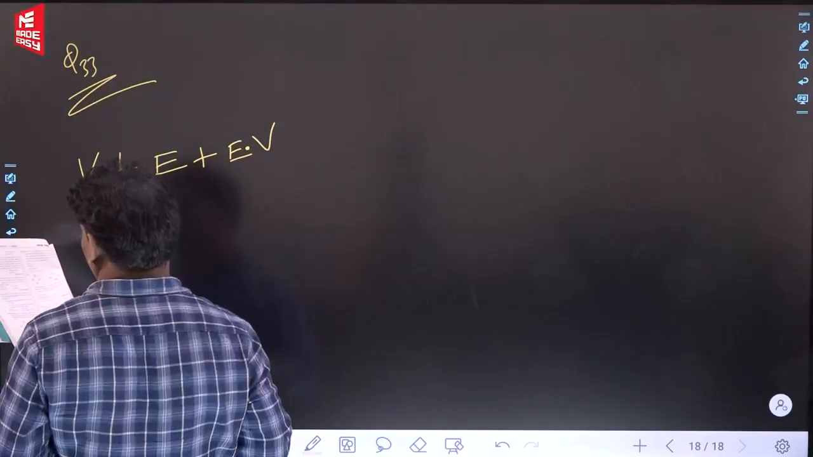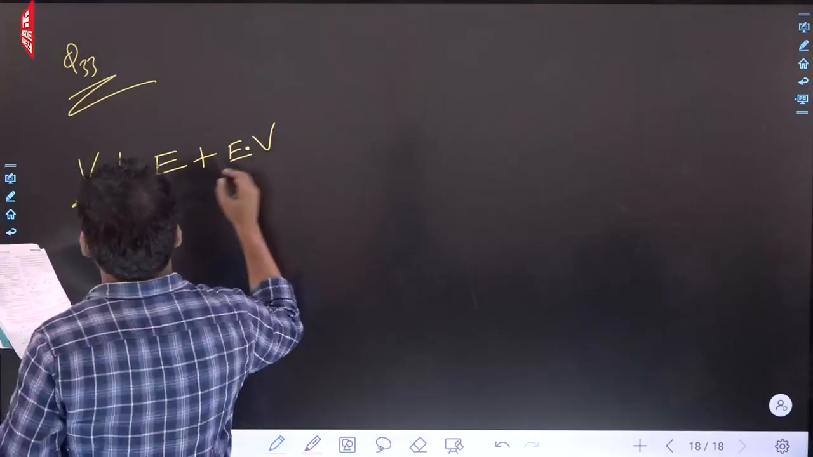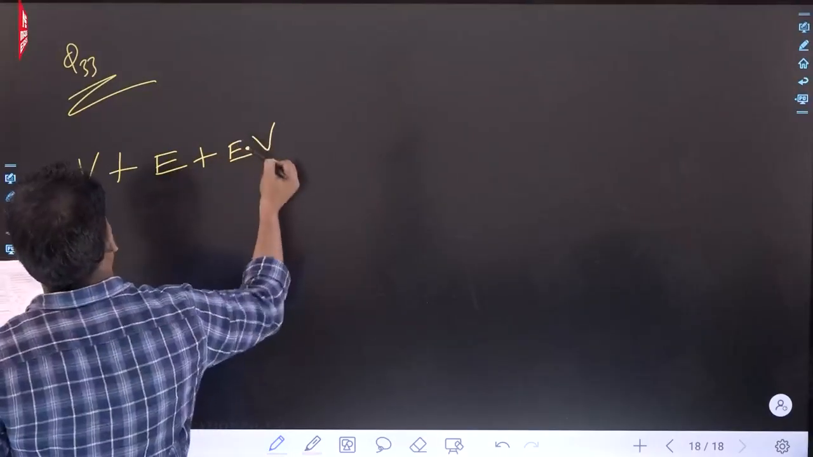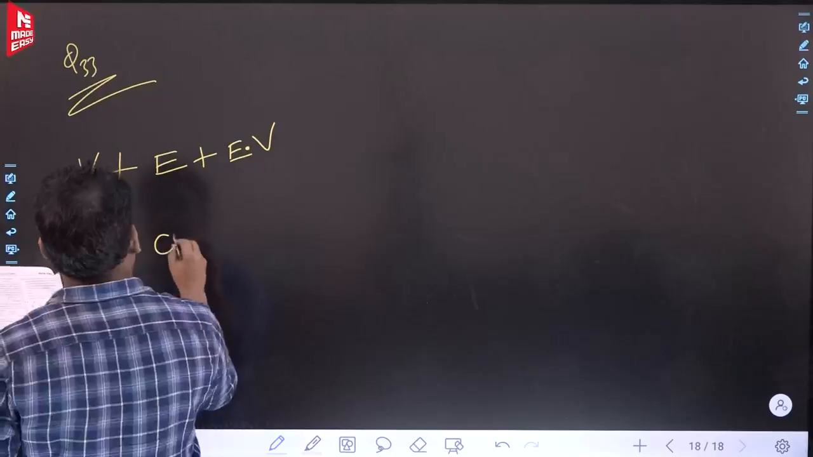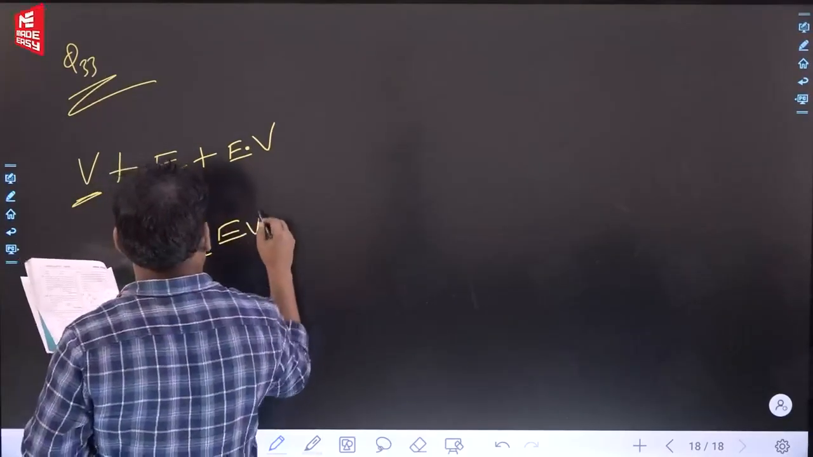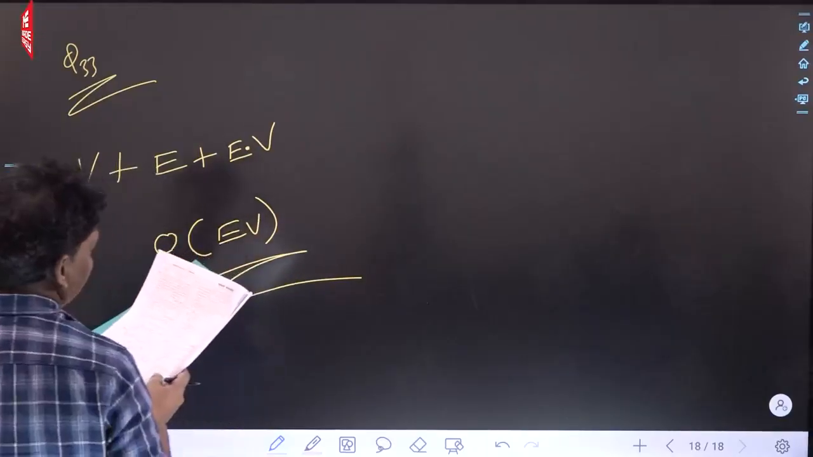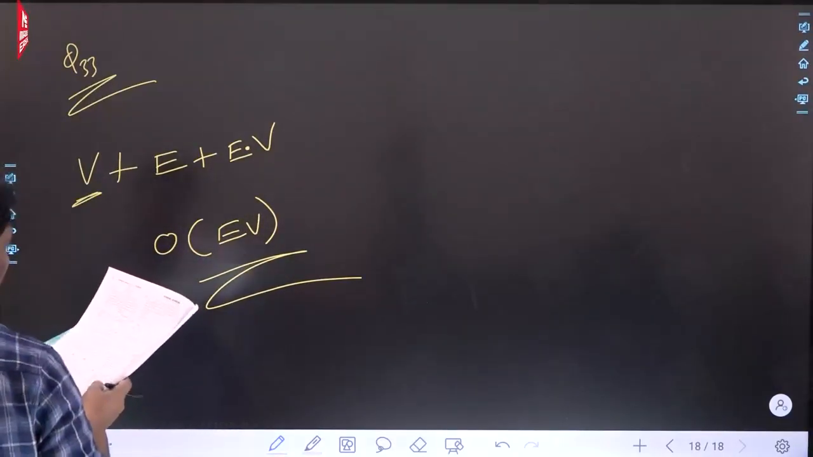Sorted linked list data structure. So I think EV. So finally V plus E plus EV. So what is the answer for this problem? The answer is going to be order of EV. Question number 33, using sorted linked list data structure and adjacency list, the answer is order of EV.